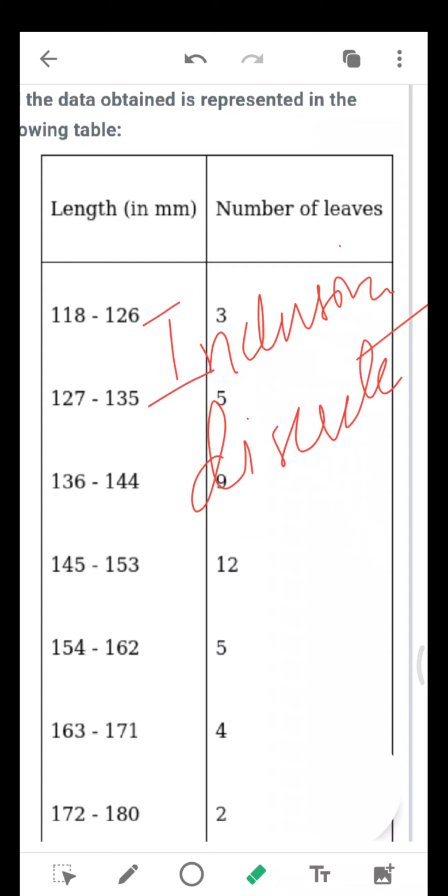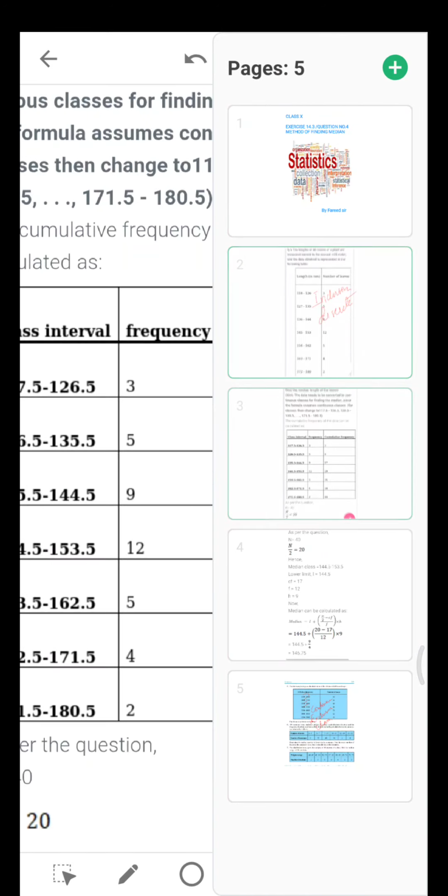How are they inclusive? See here, 118 to 126. Then 127 is coming, the next number. Then 127 to 135, then 136 to 144. So the classes are not continuous. Very simple. The whole concept of median is the same. The formula remains the same. Only while taking the L value, you have to be a bit careful. So let's come to the simplification part.